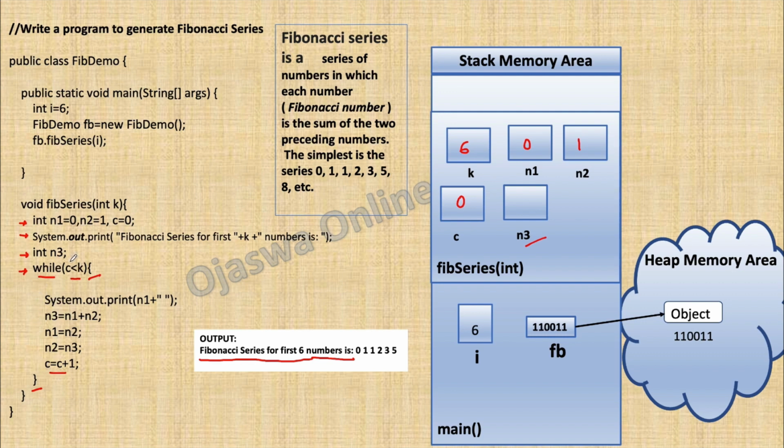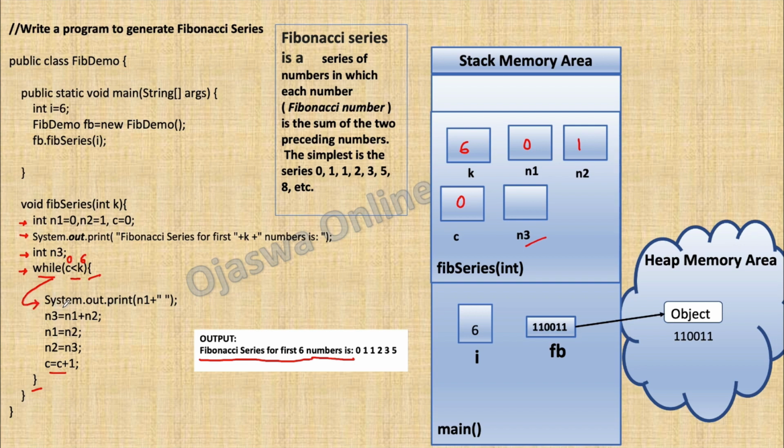So the condition is checked, c less than k. The value of c is retrieved from the memory, that is 0. The value of variable k is retrieved from the memory, that is 6. Condition is checked whether 0 less than 6. Condition is true, hence control of execution comes inside and the first statement is executed.